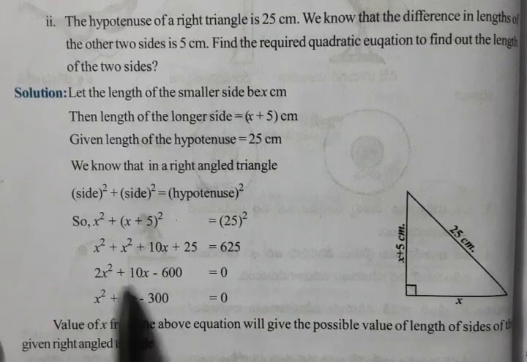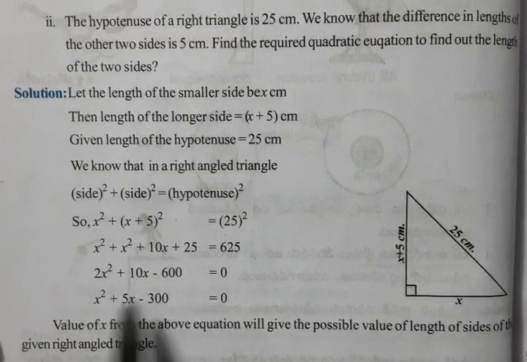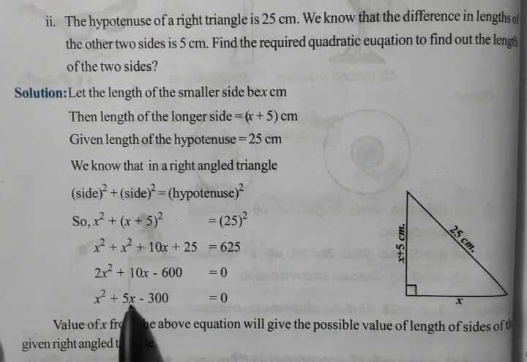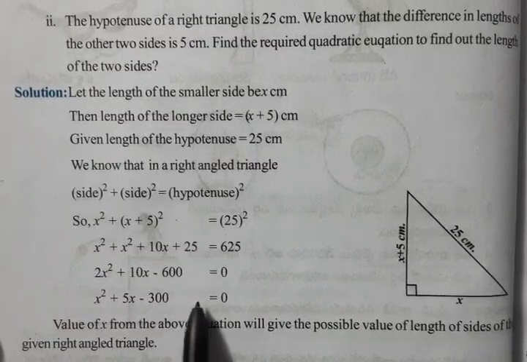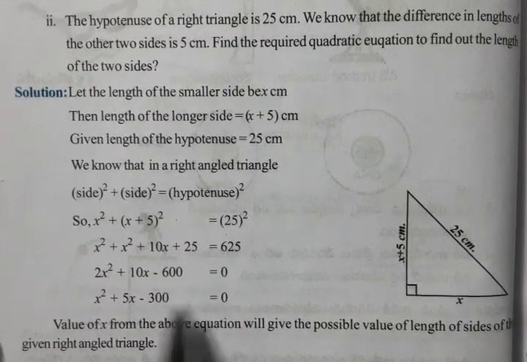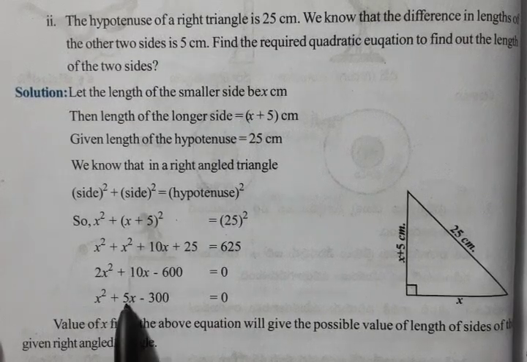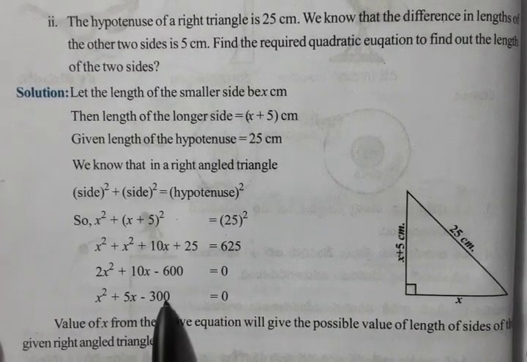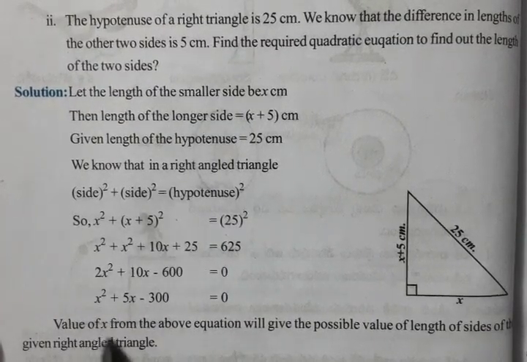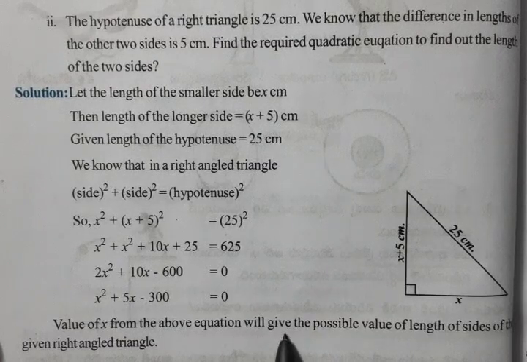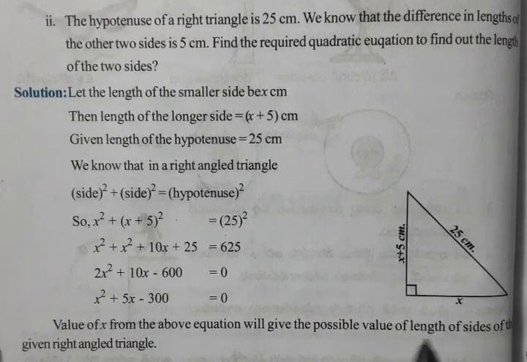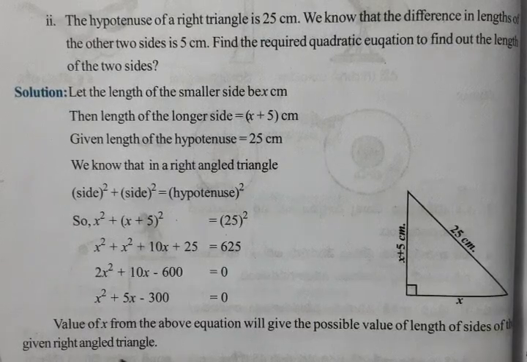So dividing the equation by 2, we get x square plus 5x plus 300 equal to 0. Dividing by 2, again 10 by 2 is 5, 600 by 2 is 300, that equals 0. The value of x from the above equation will give the possible length of the sides of the given right angle triangle.